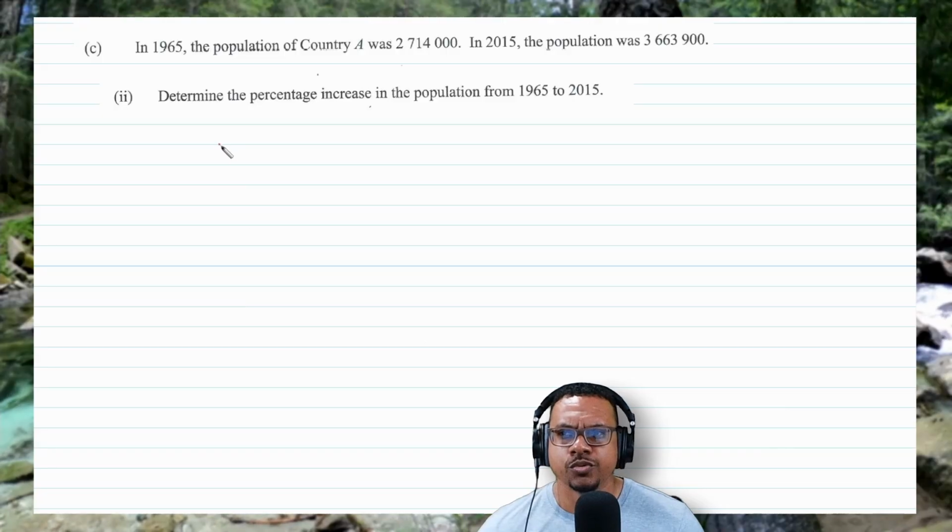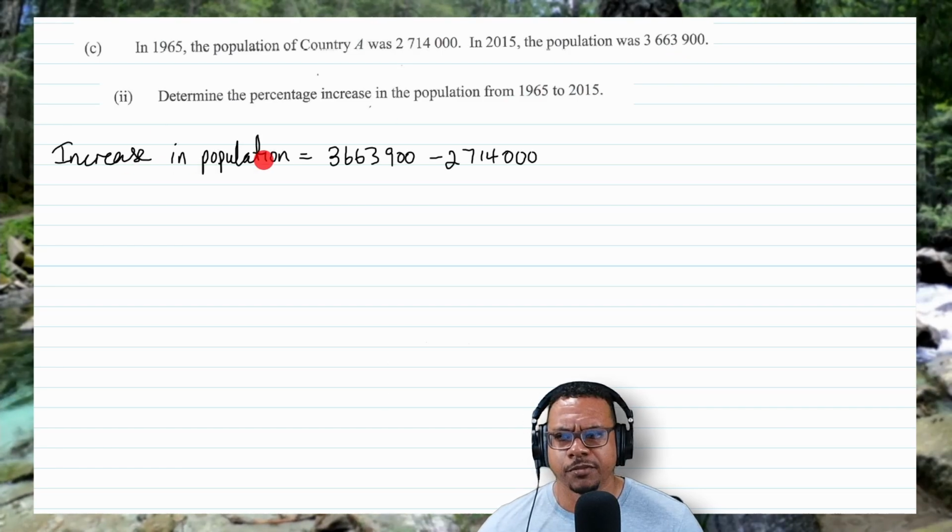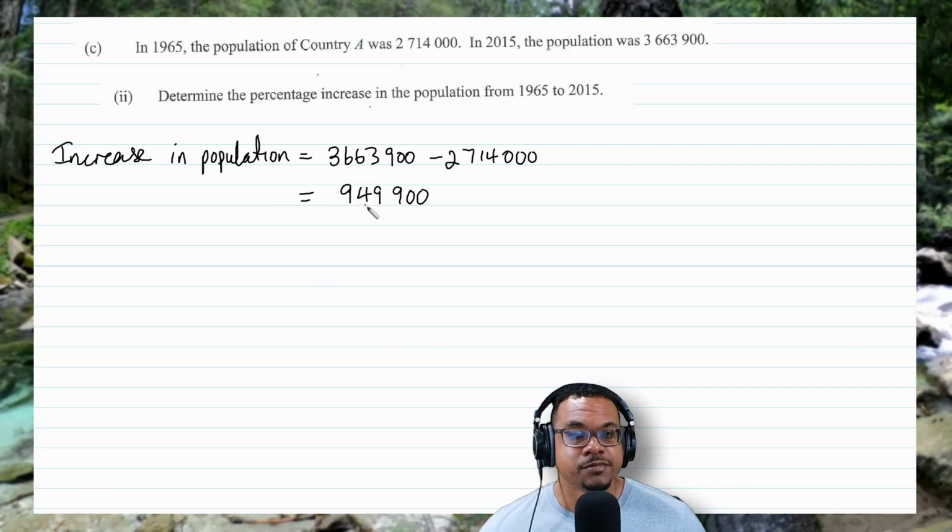Now for C part 2, we want to determine the percentage increase in the population from 1965 to 2015. So obviously, to get first of all the increase in the population, we'll have to subtract these two figures, right? So I'll have the increase in population is equal to the 3,663,900, take away the 2,714,000. So that will give 949,900.